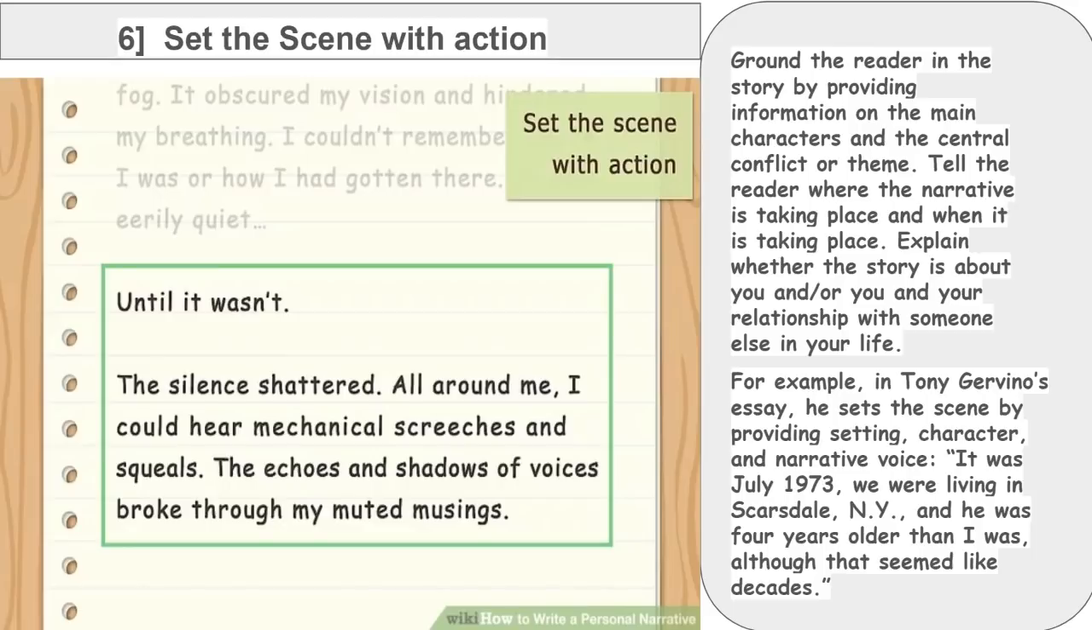For example, in Tony Gervino's essay, he sets the scene by providing setting, character, and narrative voice. "It was July 1973. We were living in Scarsdale, New York, and he was 4 years older than I was. Although that seemed like decades." Here's another example. "The silence shattered. All around me, I could hear mechanical screeches and squeals. The echoes and shadows of voices broke through my muted musings."